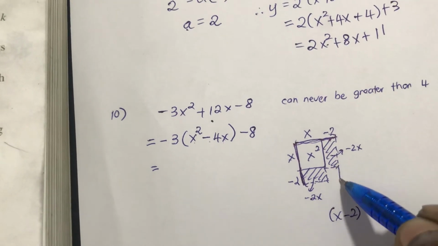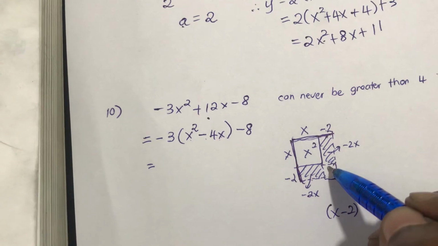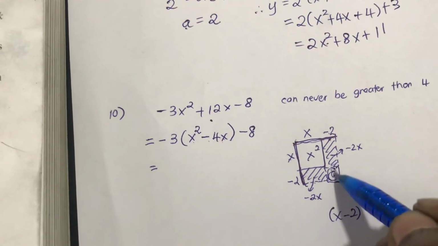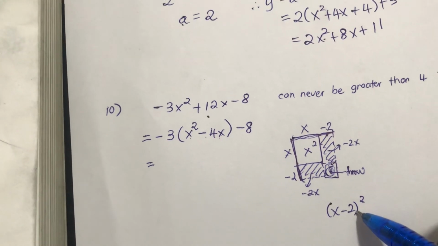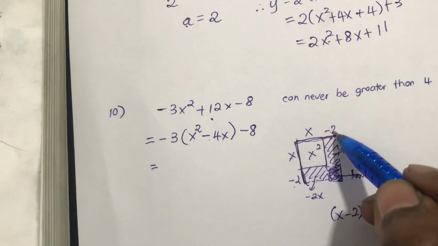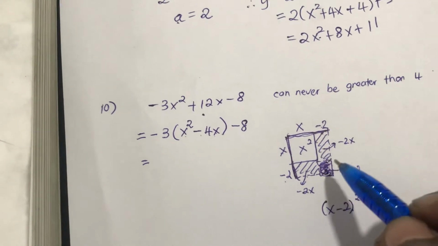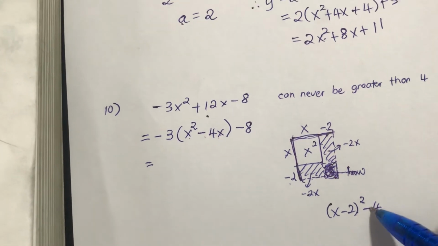But there is a missing piece here. Correct? And you don't want this missing piece. So you have to throw away this area. You need to throw this away from your expression here. So how much will you throw? How much is this worth? Negative 2 times negative 2 is 4, right? So you throw the 4 out. That's all. That's how simple you do it.